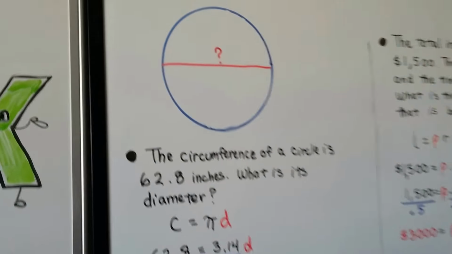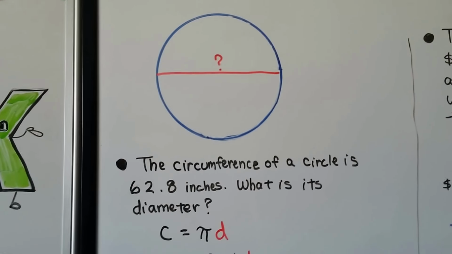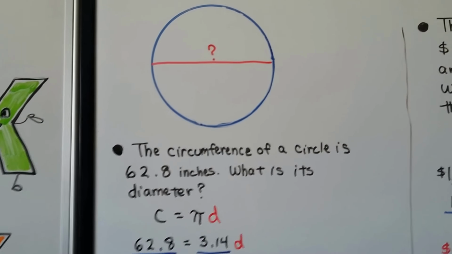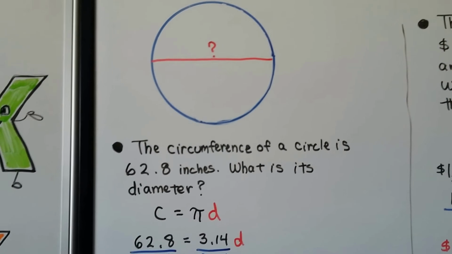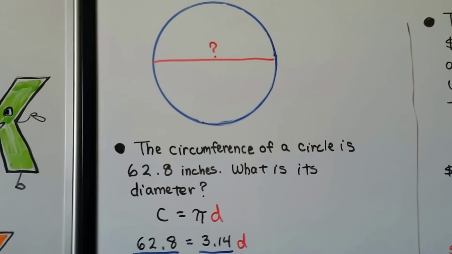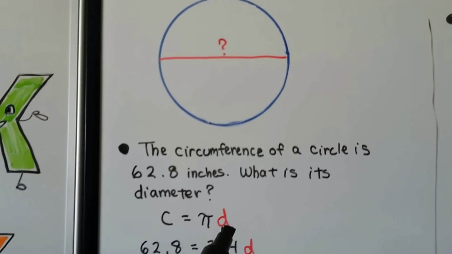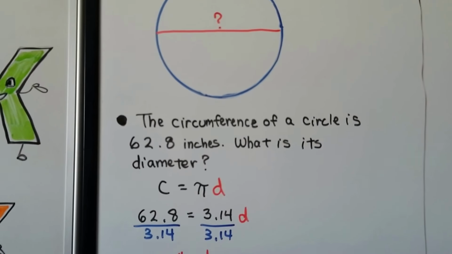This one has a circle, and it's got a line drawn for the diameter, but it's got a question mark. It says the circumference of the circle is 62.8 inches. What is its diameter? We look on our sheet for the circumference of a circle for the formula, and we see that it's C equals pi d, but we don't know what d is.